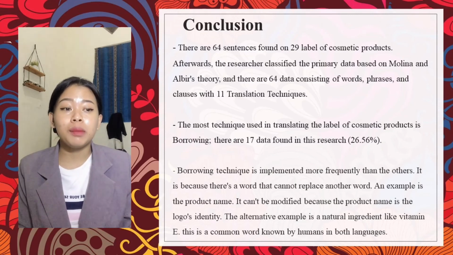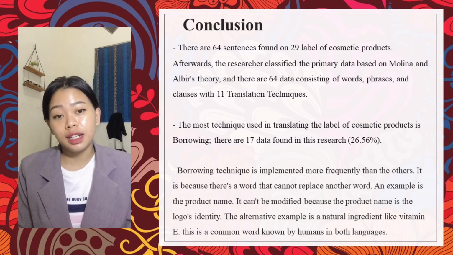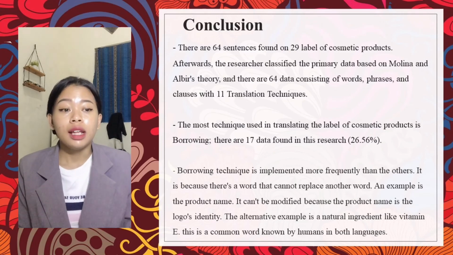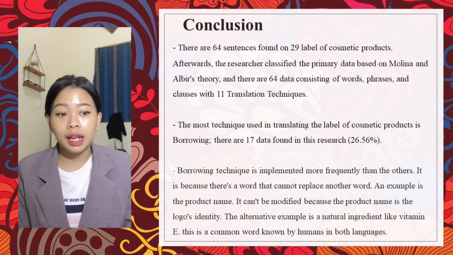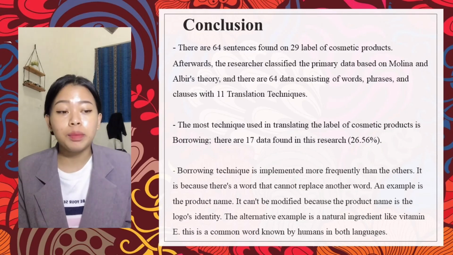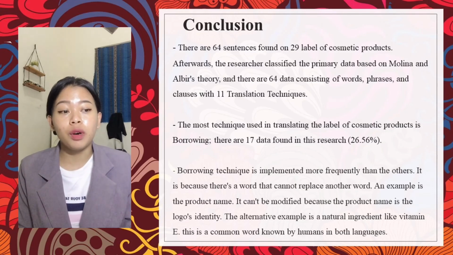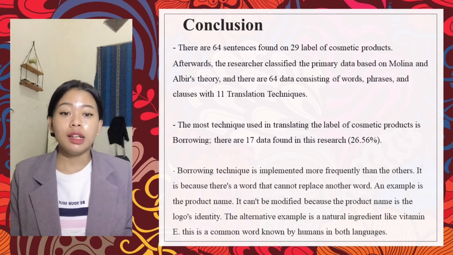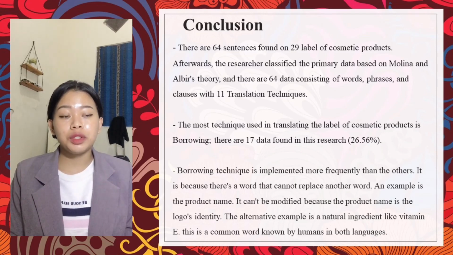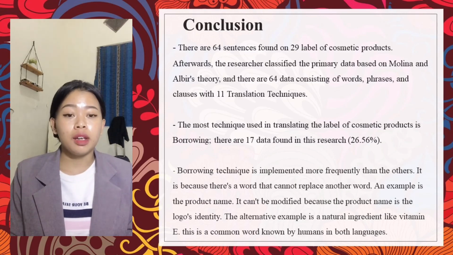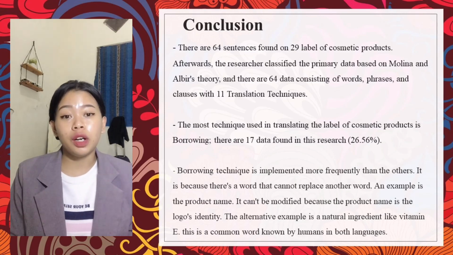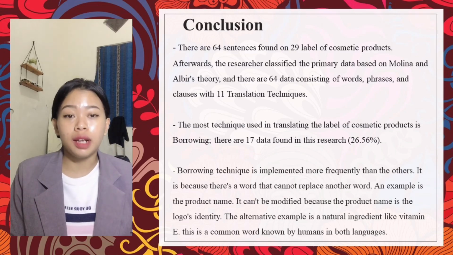Borrowing technique is implemented more frequently than the others. It is because there is a word that cannot replace another word. An example is the product name. It cannot be modified because the product name is the logo or brand identity. The other example is natural ingredients like vitamin E, vitamin C, because it's a common word known by humans in both languages.